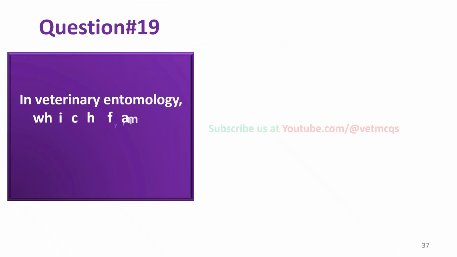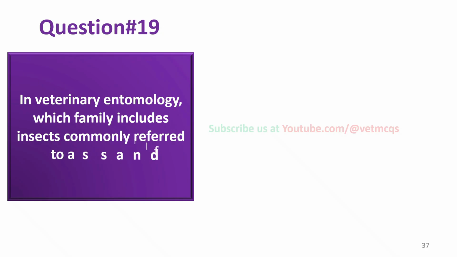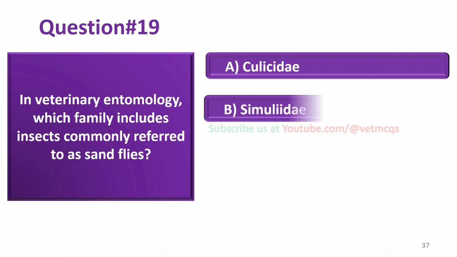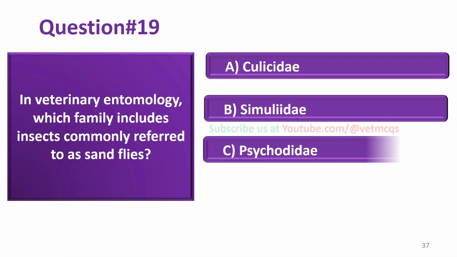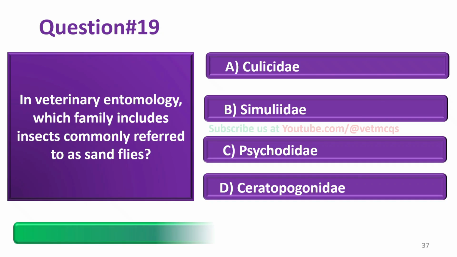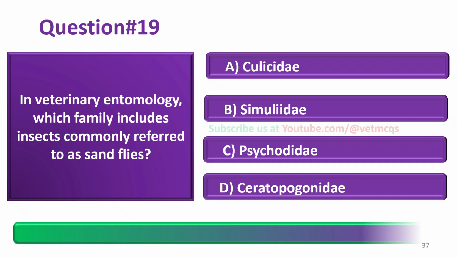In veterinary entomology, which family includes insects commonly referred to as sandflies? Culicidae, Simuliidae, Psychodidae, Ceratopogonidae. And the correct answer is option C, that is Psychodidae.